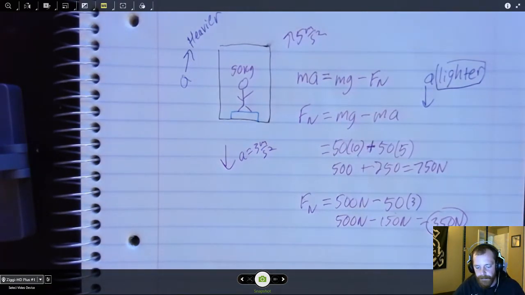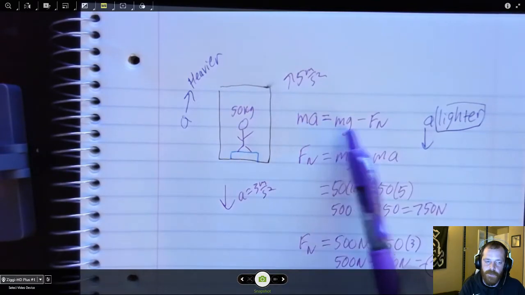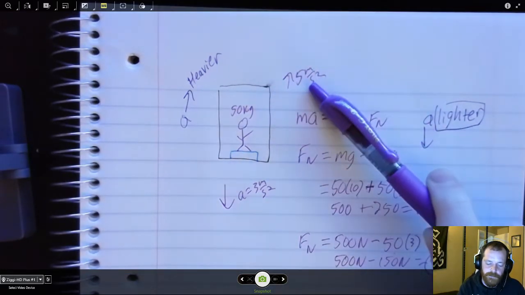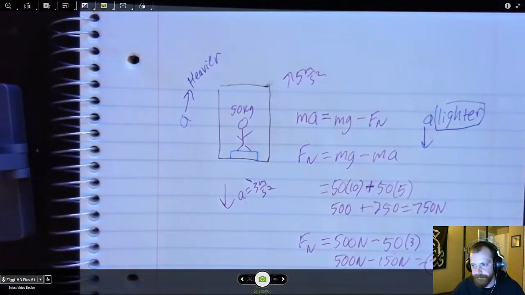Okay? So know how to do those problems. Those are pretty simple. It's just understanding that the net force is equal to the weight minus normal force. You have to rearrange to solve for normal force because that's what the scale is telling you. If it's accelerating upwards, you add. Accelerating downwards, subtract. Okay? Should be pretty easy.